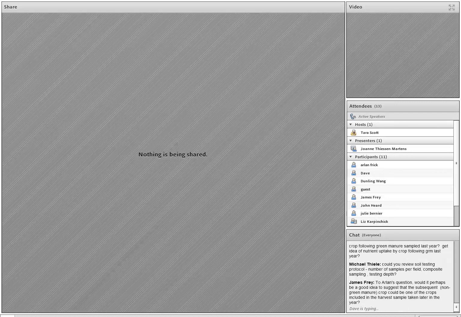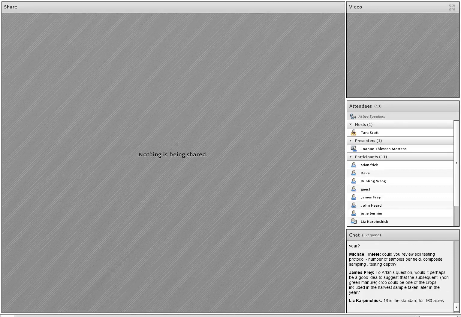Okay, could you just review the soil testing protocol, the number of samples per field, composite sampling, and the testing depth? Sure, there's details on that in the instructions, but basically we're having you take both crop and soil samples at 5 points in the field. I know that's probably a lower number of samples than you would typically do for a soil sample, and so you are welcome to do more than that, but it does get to be time-consuming to do more. So we're suggesting that you sample at 5 places in the field.